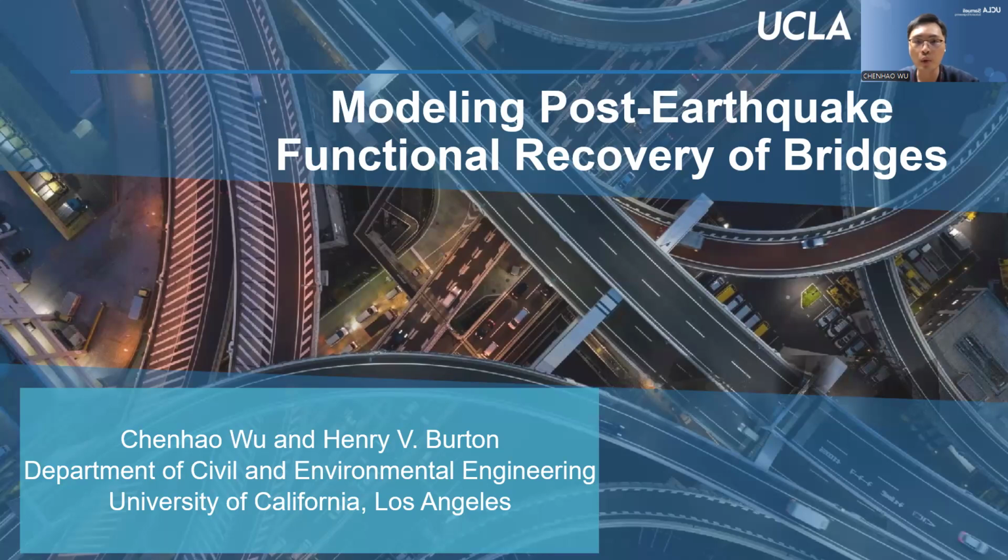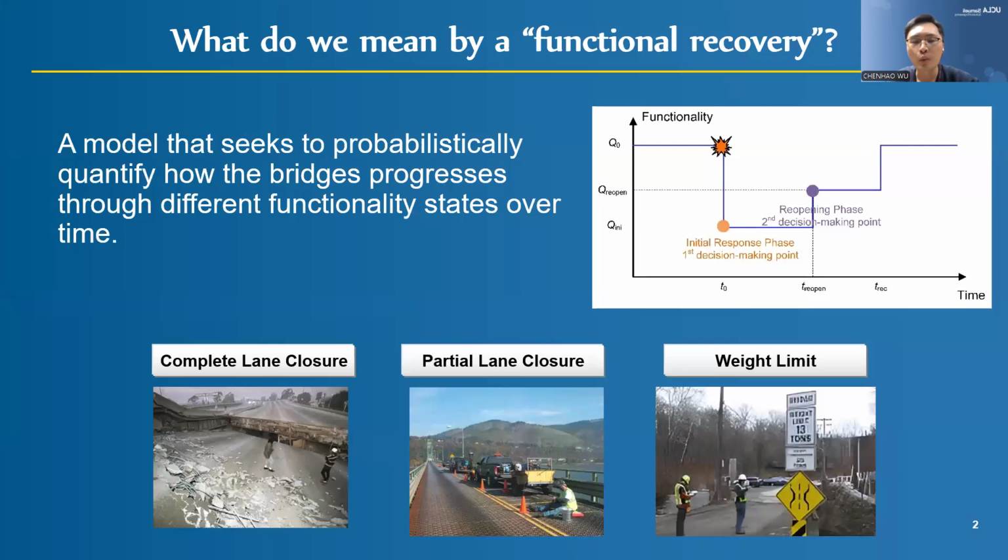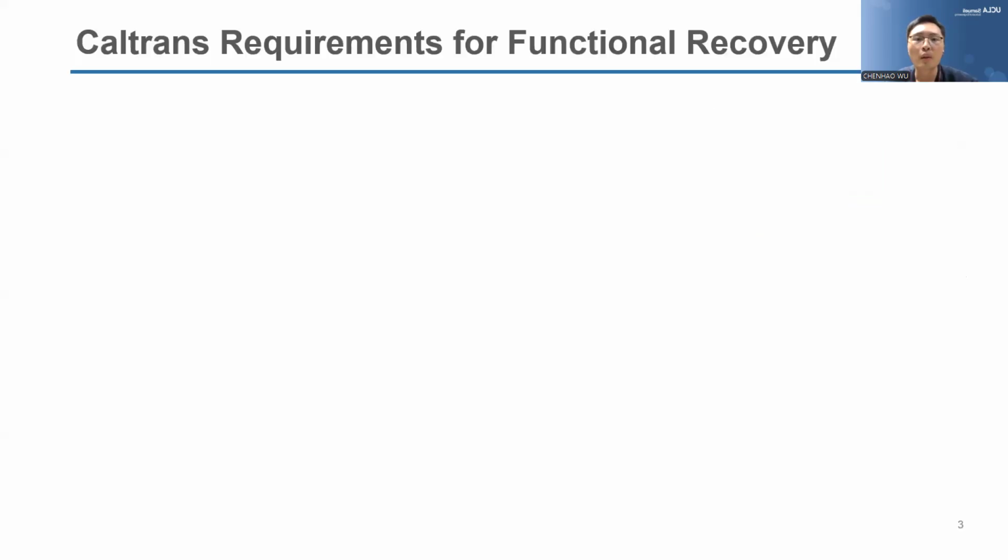Today I want to share with you a recently published article called Modeling Post-Earthquake Functional Recovery of Bridges. First I want to highlight what we mean by functional recovery. This is the model that seeks to probabilistically quantify how the bridges progress through different functionality states over time. Based on the functionality, we may define the complete link closure, partial link closure, and the weight limit of the bridge.